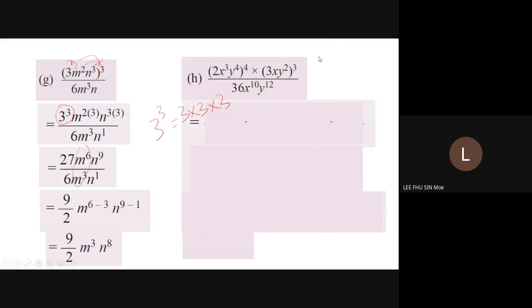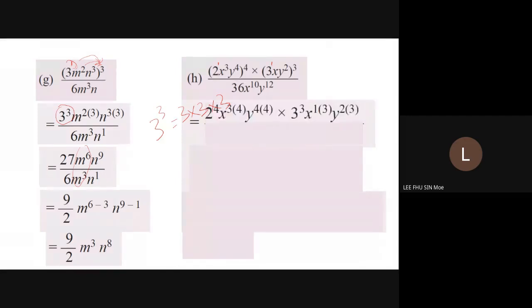This one also the same thing. This one, 2 here, you have to put 1. This one, 3 also have to put 1. Maybe before you do the multiplication, you put in 1 first for the number, so that you don't forget. Okay, so we do it one by one.